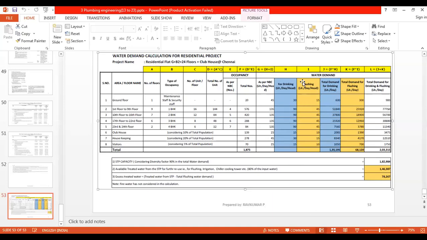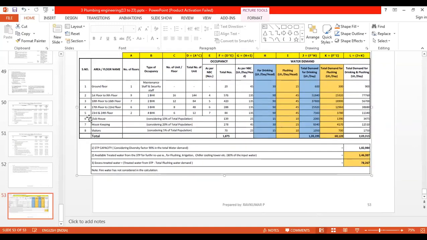This is the water demand calculation. From this tabulation data, you will arrive at a small chart that is called the water balance chart. So both are representing the same values only. Okay, this is enough to design the water demand calculation for this project.